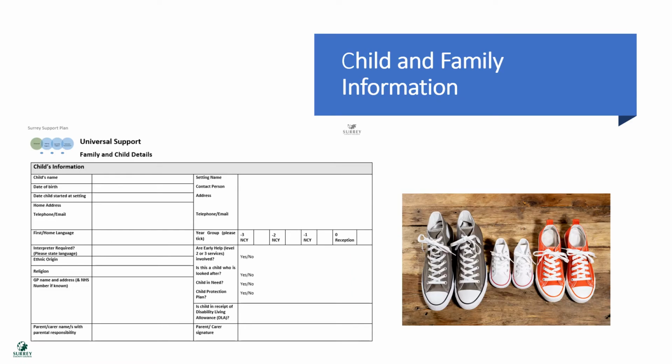This page captures the basic personal information about the child. Do make sure that you complete the child's GP address, including county, as the location can have an impact on where you make future health referrals. When indicating the child's year group, 0 refers to reception, -1 to the child's preschool year, and -2 and -3 to the years before that. Please make sure that you complete the questions about early help and children's services with a yes or no.